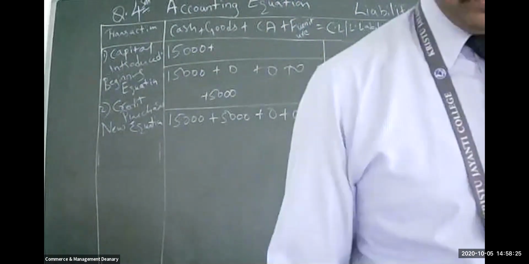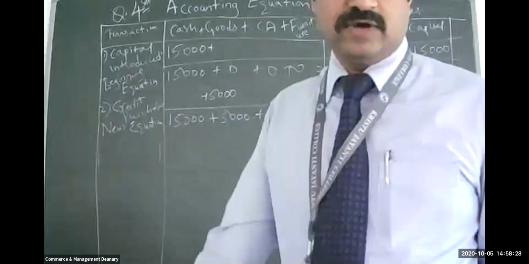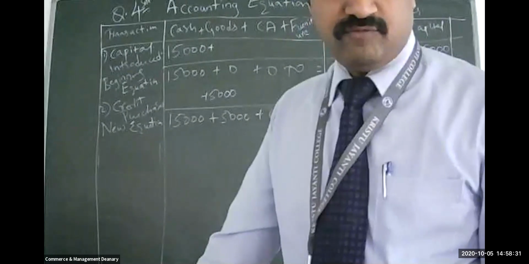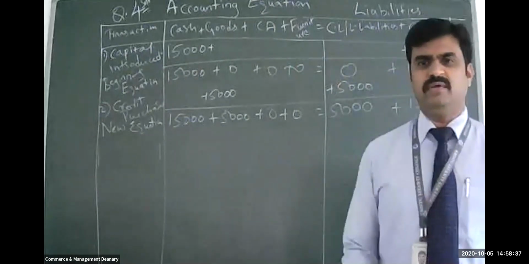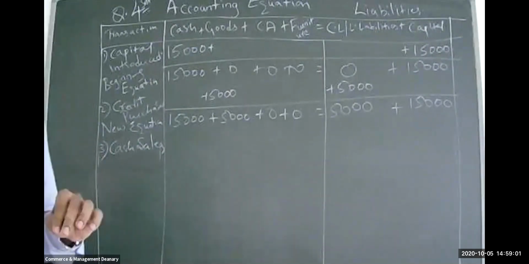He sold goods for cash costing rupees 2,500 for rupees 3,000. So he is selling goods for cash. Now tell me what is coming in and what is going out. Cash is coming in. Goods are going out. The name I can give is sales, cash sales. How much cash is coming in? 3,000. So plus or minus? Plus, because cash is coming in.